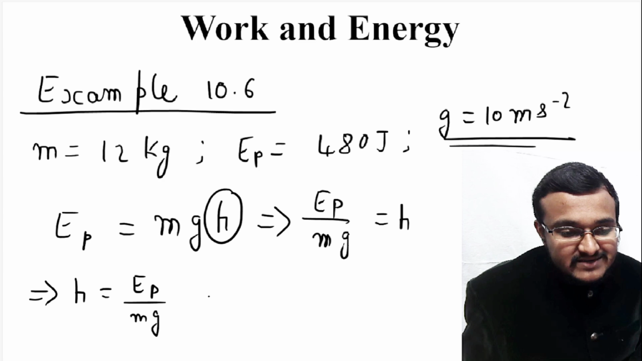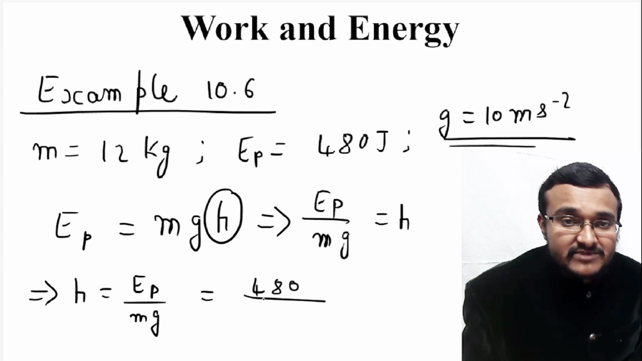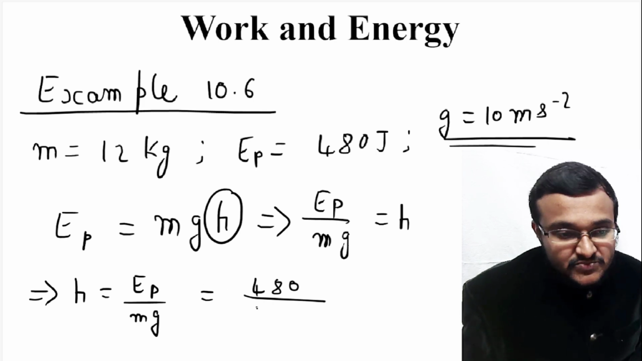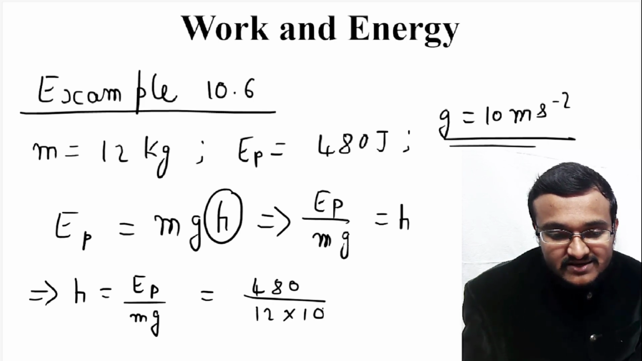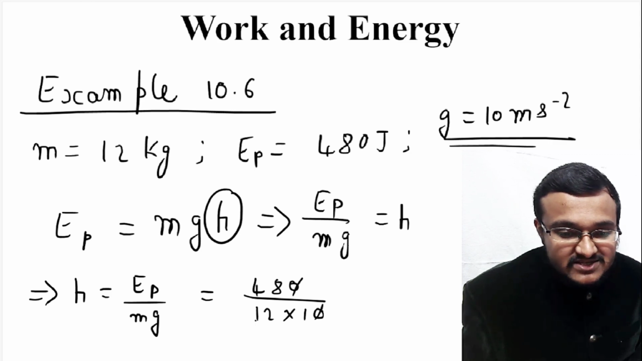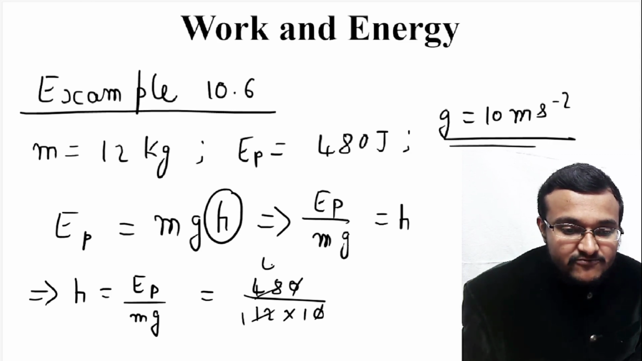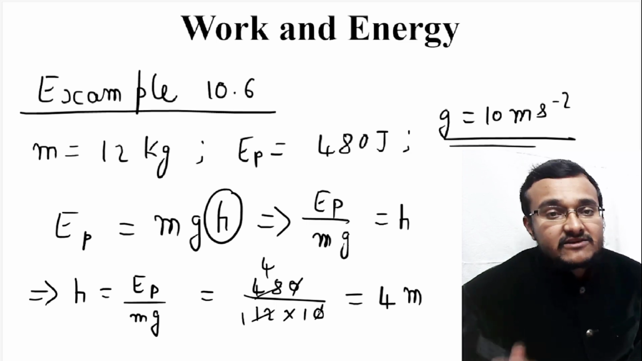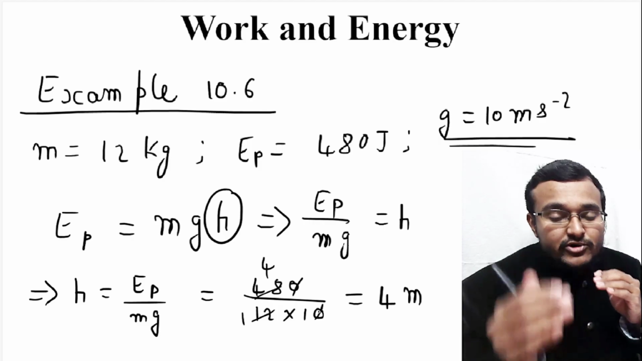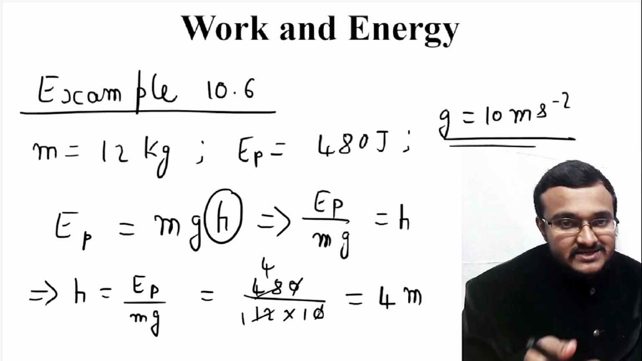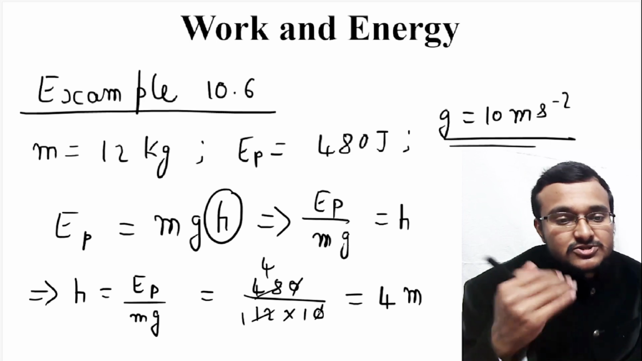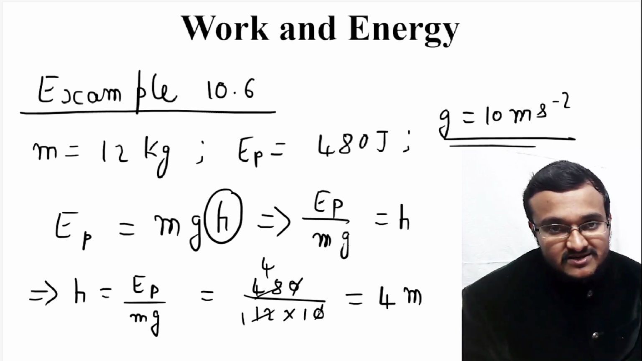So what is EP? EP is potential energy, that is equal to 480 joules. This is also in SI unit, so directly I am taking values of EP, m and g. So m is mass, that is 12 kg, into g, which is 10. Here 10 and 10 get cancelled with each other. So 12 ones are 12, 12 fours are 48. So 4 meter is the height at which this object is kept. 480 joules because of its 12 kg mass, because it is a 12 kg object which is kept at 4 meter height from the ground. So it is possessing 480 joules potential energy.